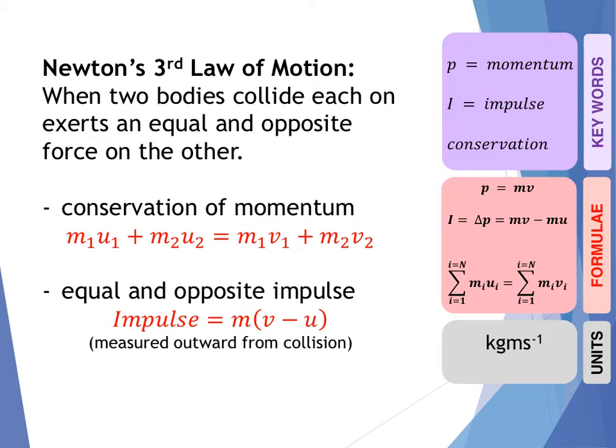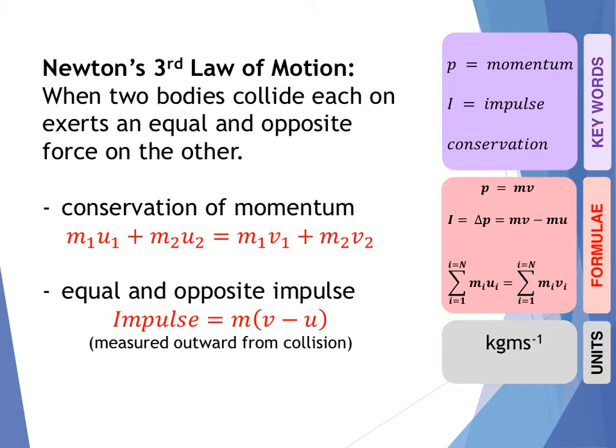In this topic, we're going to be having a look at momentum and impulse. All of it is based around Newton's third law of motion, which says that when two bodies collide, they exert an equal and opposite force on each other. So from this, it means that it also exerts an equal and opposite impulse on each other. And that's almost a different way of thinking about a force.